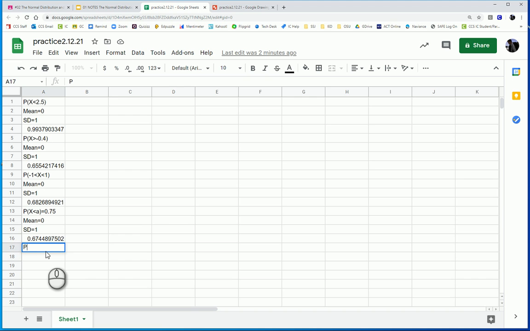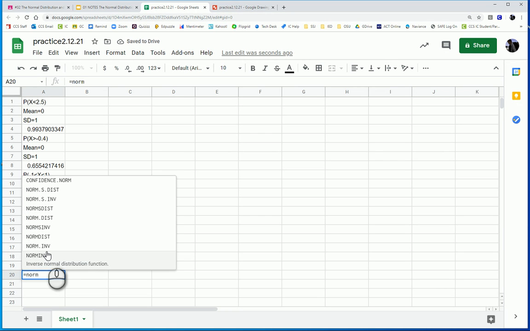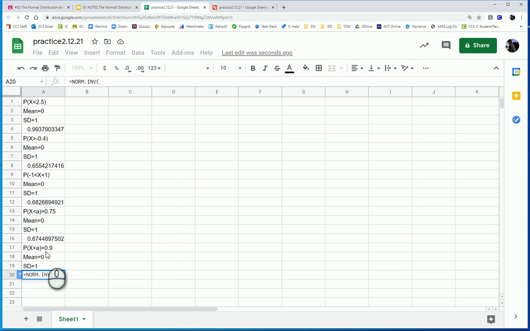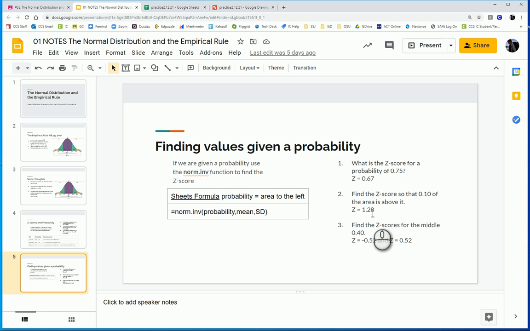So the probability that x is less than a, because we always want it to the left, equals 0.9. The mean equals 0. Standard deviation equals 1. So equals NORM.INV, 0.9, mean is 0, standard deviation is 1, and enter. Okay, so that z-score would be 1.28, right there, 1.28.